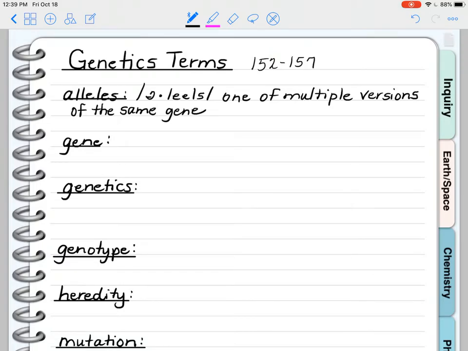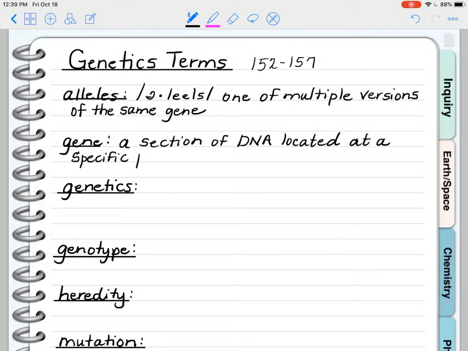A gene is a section of DNA located at a specific point on a chromosome. So this is the things that make us who we are. Again, these determine every characteristic that we inherit from our parents and our grandparents.